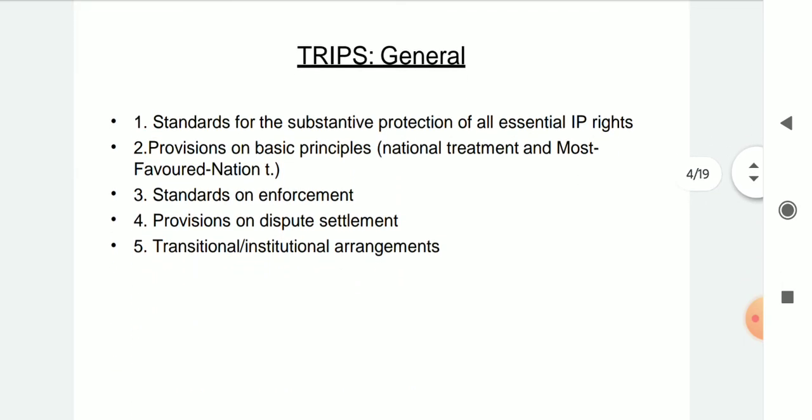TRIPS in general: standards for the substantive protection of all essential intellectual property rights, provisions on basic principles, that is national treatment and most favoured nation. Second, standards of enforcement, provisions on dispute settlement, and transitional institutional arrangements. That is TRIPS in general.